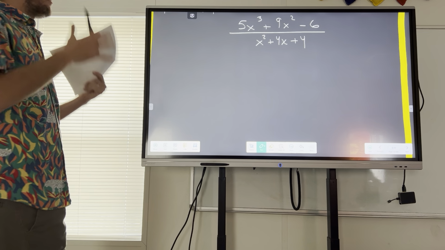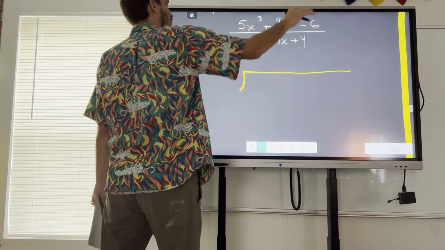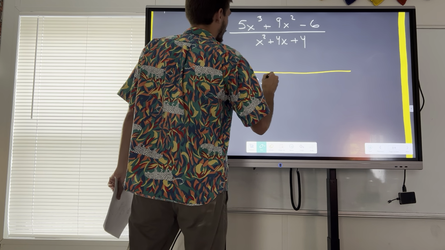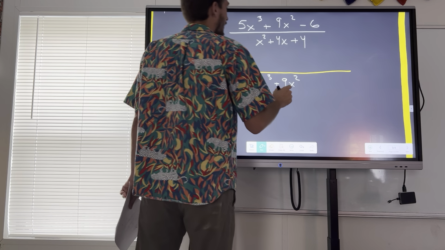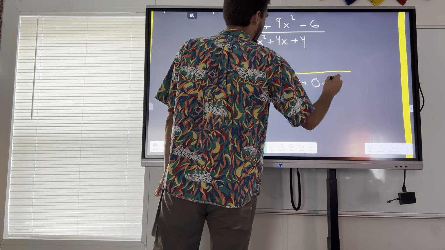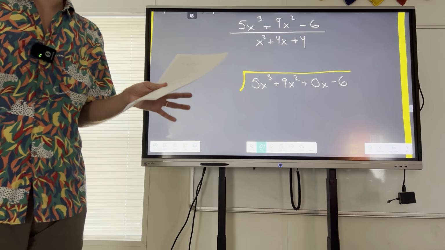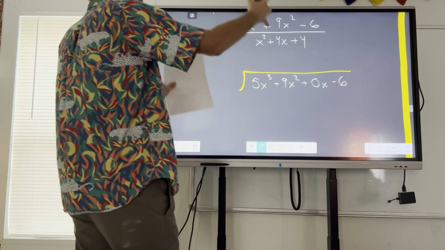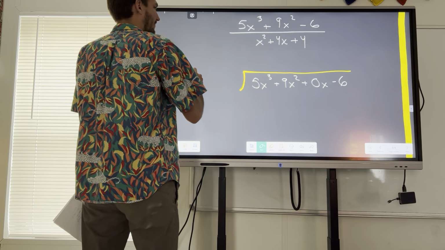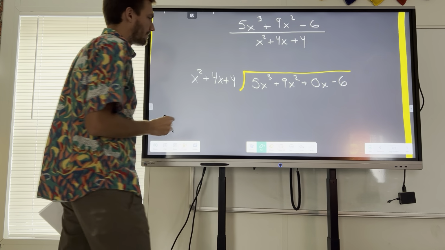All right, I'll help you set this up. Put the whole thing underneath: 5x cubed plus 9x squared, and we do want 0x minus 6. We do want that kind of placeholder thing. It's not really doing much, but it's given us room to create that column to help us out. Out front is going to be x squared plus 4x plus 4.